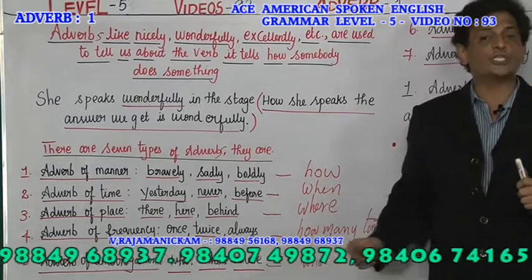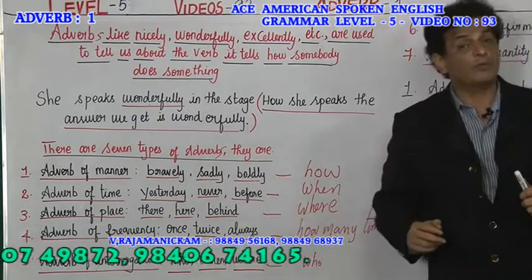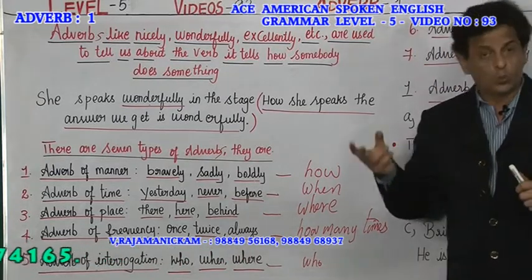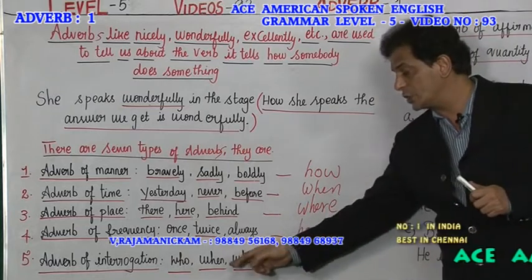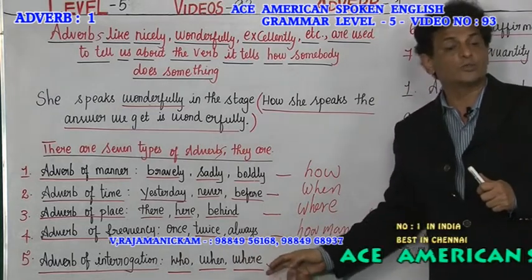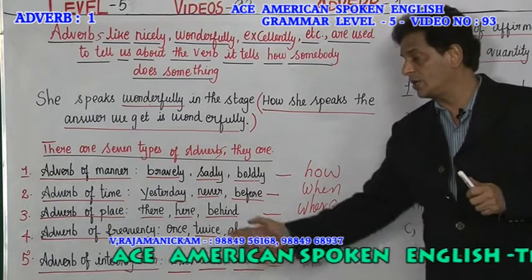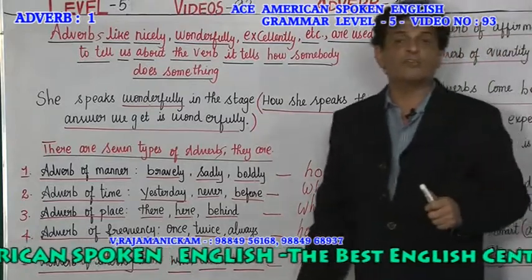You ask a question to the verb, how often, then the answer you get is called adverb of frequency. And you ask a question to the verb, what is the question, what is the information, then you get the answers who, when, and where. So which, so all these interrogative words also are called adverb of interrogation. So you have seen 5 types of adverbs.